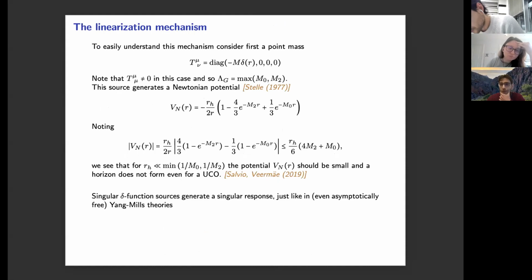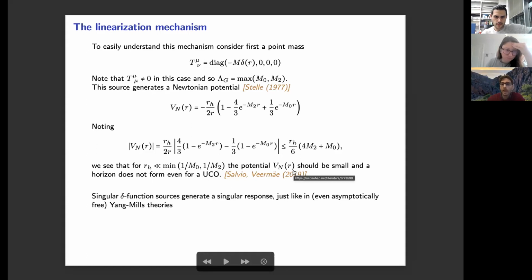This source generates a Newtonian potential, which is given by this expression. And one can note by some simple algebra that the modulus of the Newtonian potential is smaller than this combination of r_H times M2 and r_H times M0. So for r_H much smaller than the minimum between 1 over M0 and 1 over M2, the potential should be small, and a horizon does not form even for an ultracompact object, so for a compact object that is a black hole in GR.